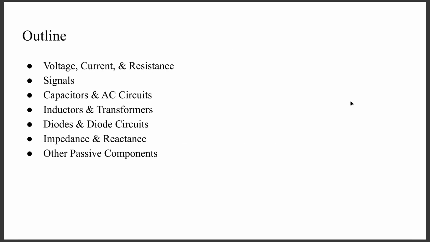So let's get started. So in this part of the course we're going to be talking about voltage, current, and resistance, signals, capacitors and AC circuits, inductors and transformers, diodes and diode circuits, impedance and reactance, as well as other passive components.